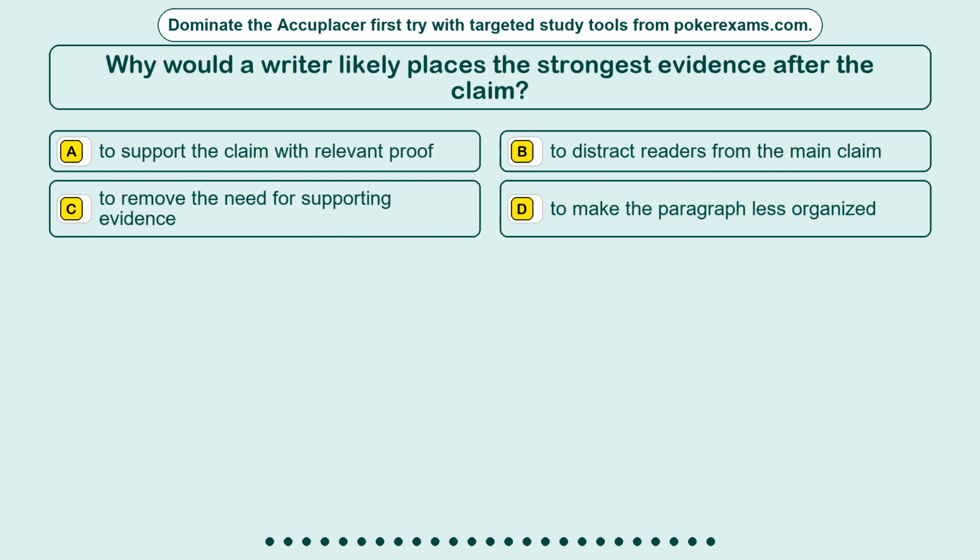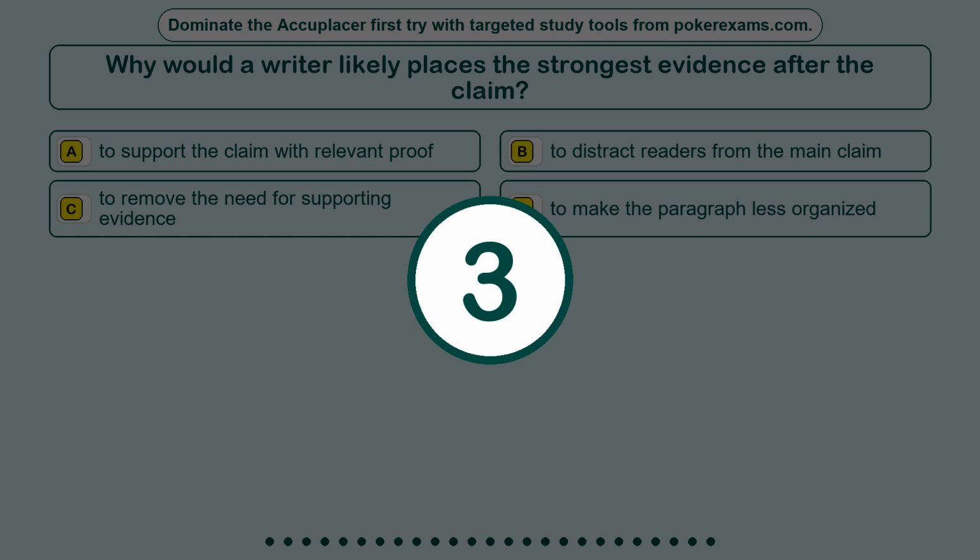Question 16. Why would a writer likely place the strongest evidence after the claim? Option A. To support the claim with relevant proof. Option B. To distract readers from the main claim. Option C. To remove the need for supporting evidence. Option D. To make the paragraph less organized.